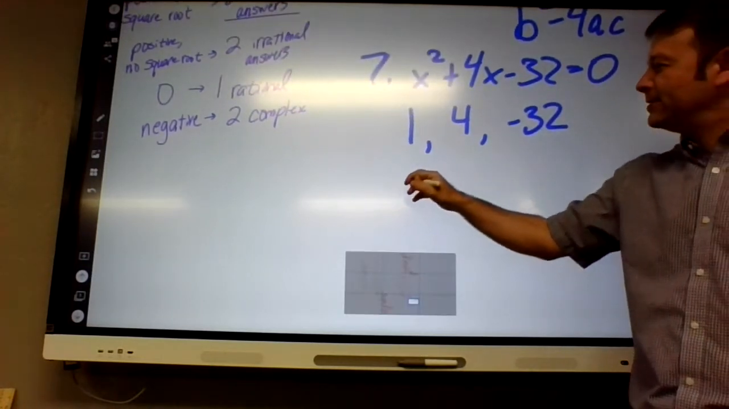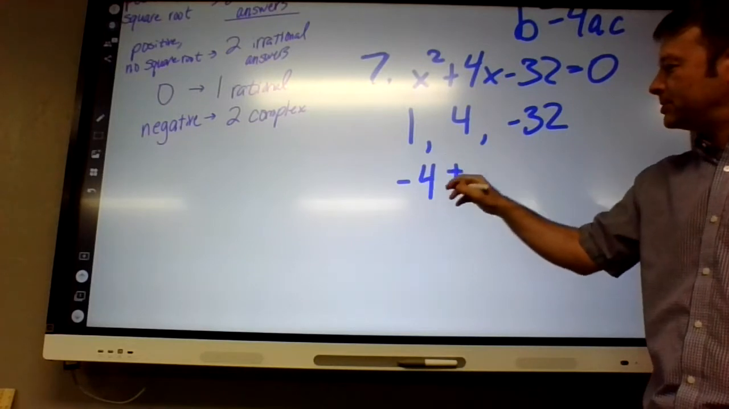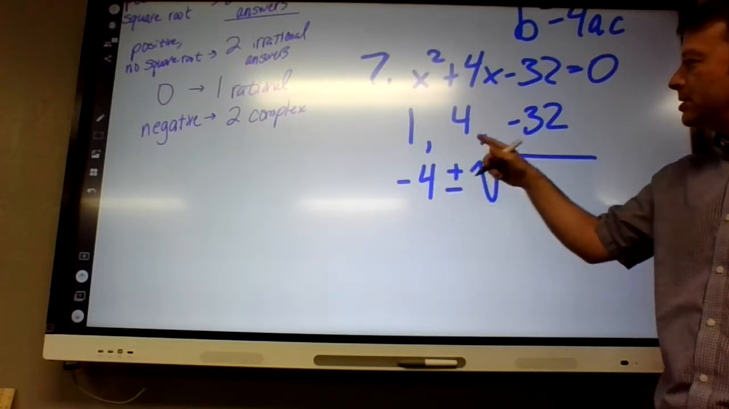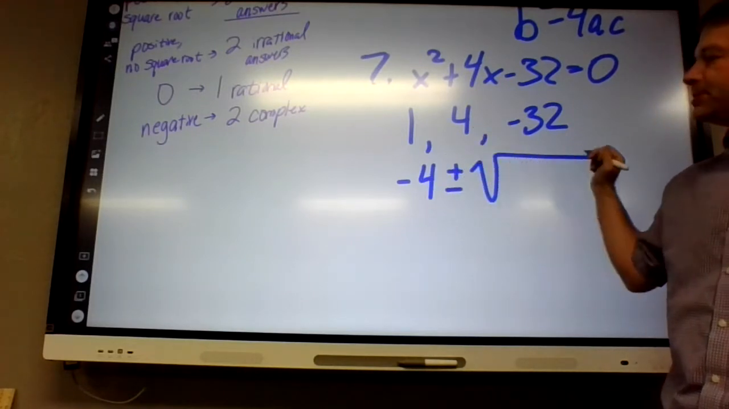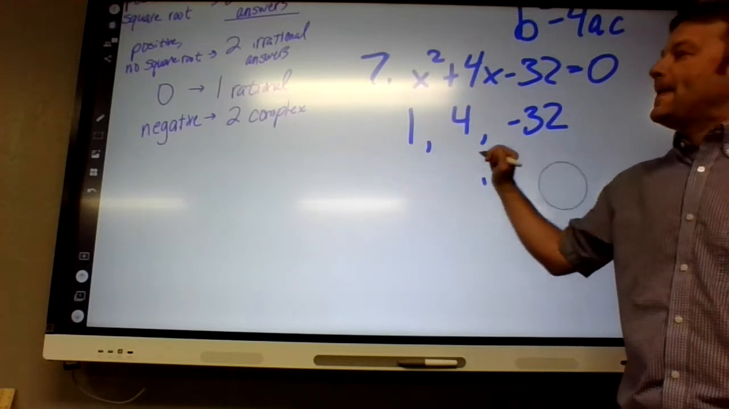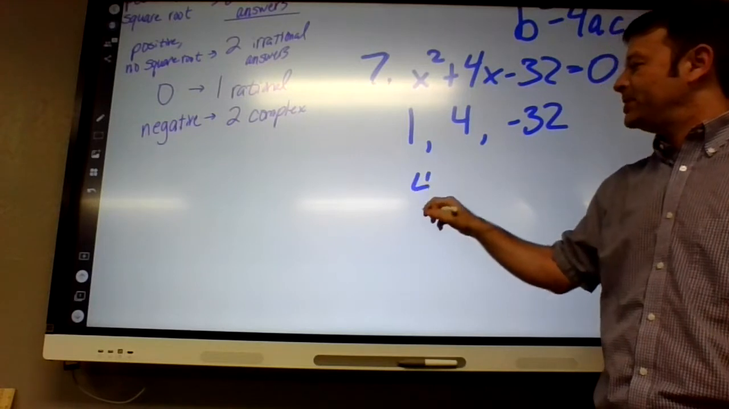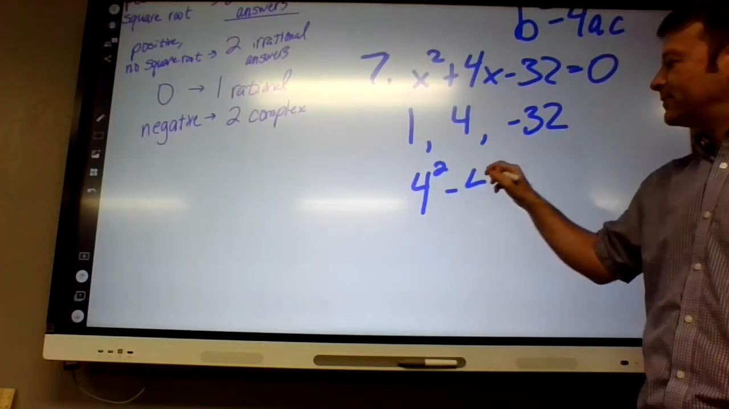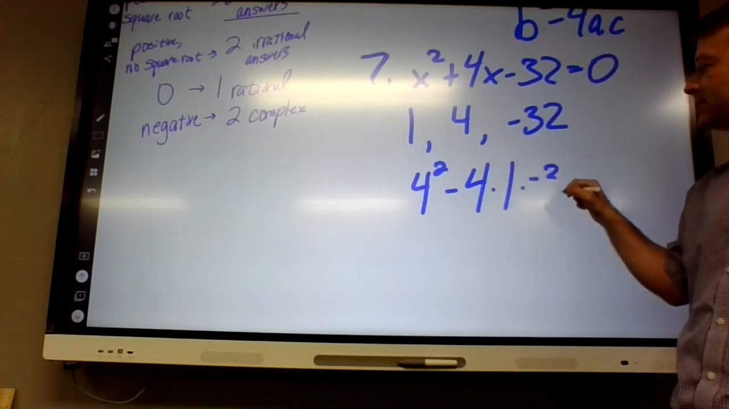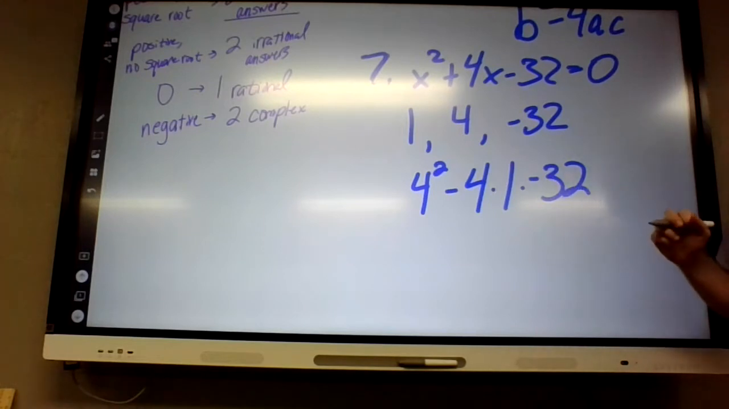Negative b is negative 4 plus or minus the square root of b squared. Whoops, I don't know what I'm doing. Ignore that. We're just doing b squared minus 4ac. So b squared minus 4ac. And that's all you have to do for this part.